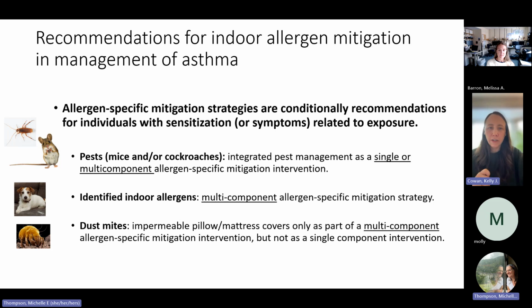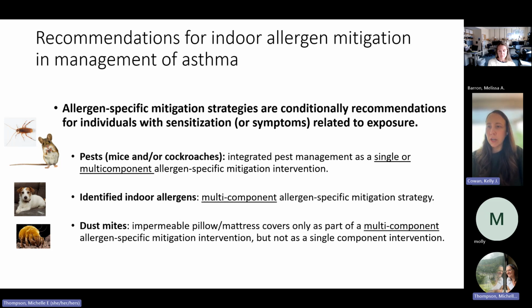Everyone's home is a little bit different, but in general, allergen-specific mitigation strategies are conditionally recommended for children who are sensitized, meaning they have a positive allergy test or have symptoms related to the exposure. That would be an example if kids don't have allergy testing or it did not pick up that specific trigger. And most of the allergens need multi-component intervention, meaning they need more than one thing done to decrease the trigger.